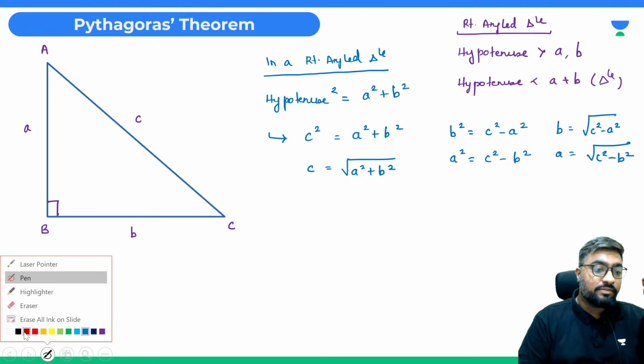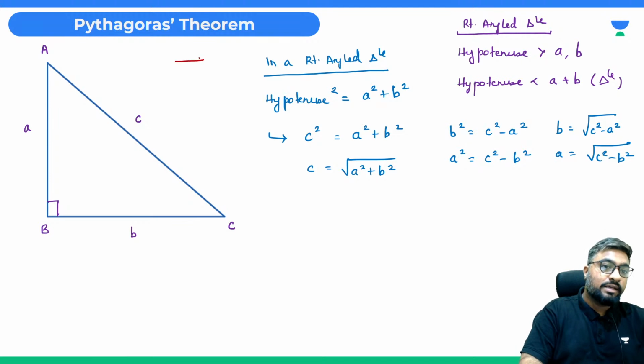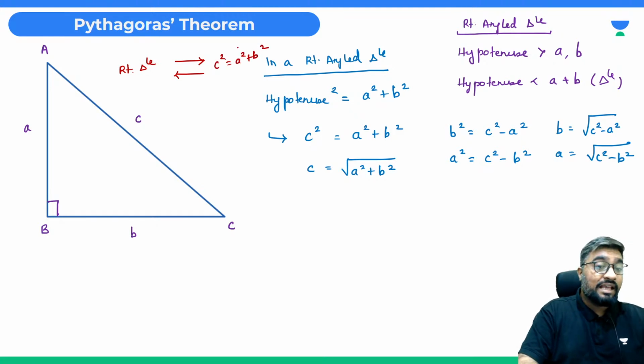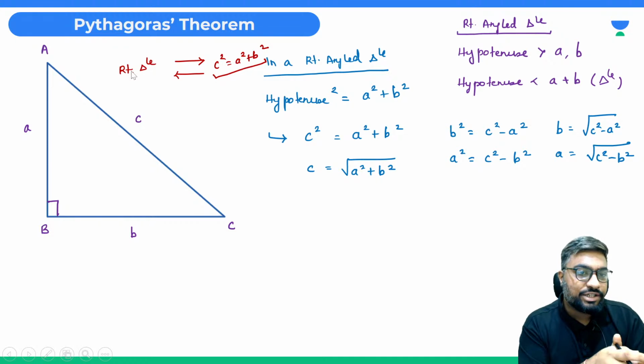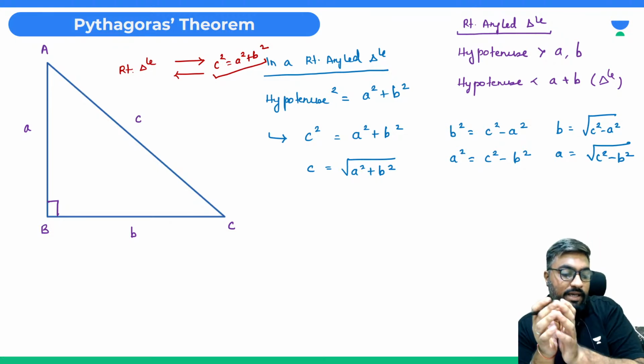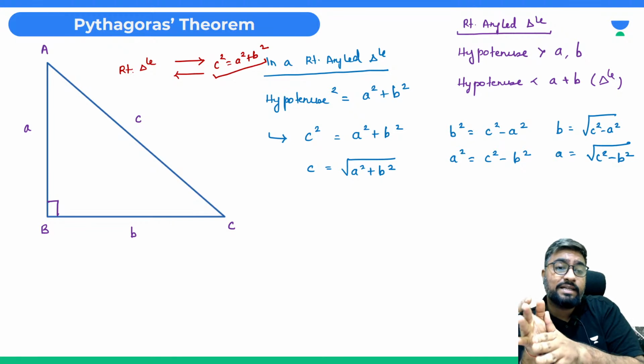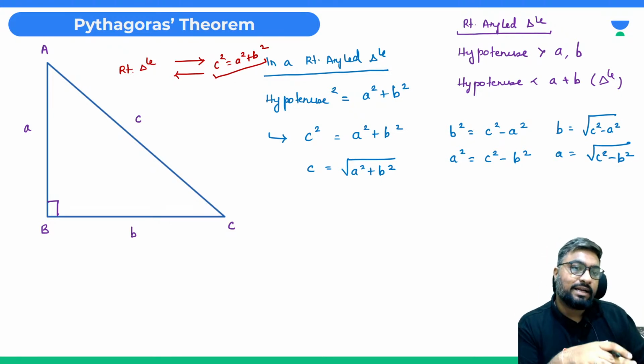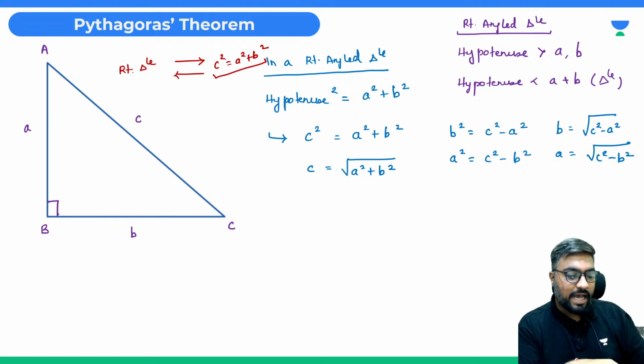Now Pythagoras theorem जो है, it works both ways. ये इस डायरेक्शन में भी काम करेगा, इस डायरेक्शन में भी काम करेगा. मतलब क्या? अगर right angle triangle है, then c square will be equal to a square plus b square. If c square is equal to a square plus b square, then automatically the triangle is a right triangle. दोनों तरफ काम करेगा. If it is a right triangle, then c square is equal to a square plus b square. If c square is equal to a square plus b square, then automatically the triangle has to be a right triangle only. आया समझ में?